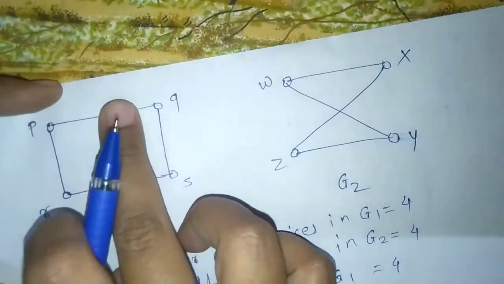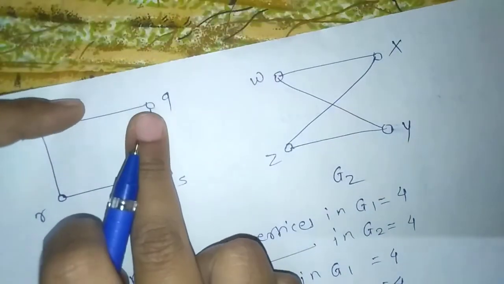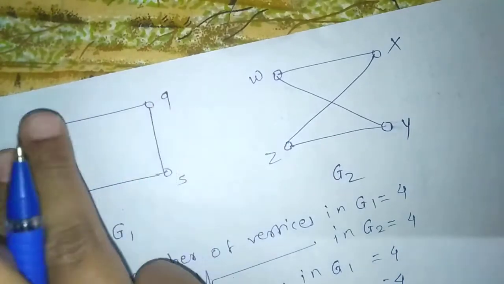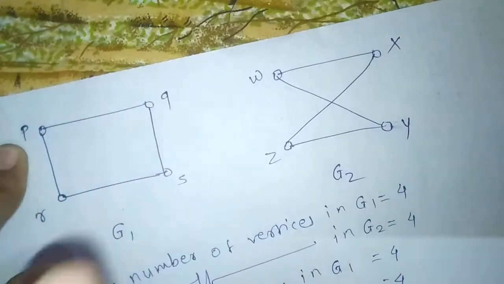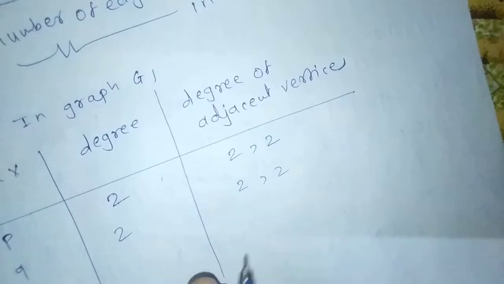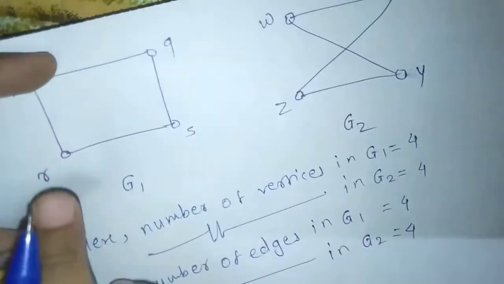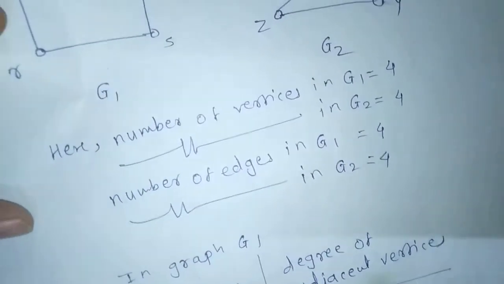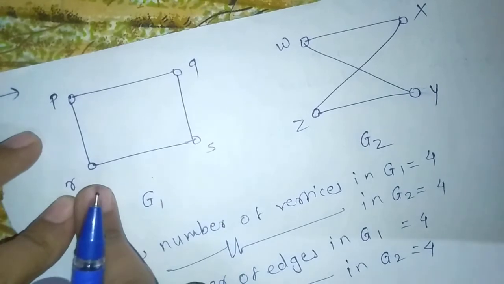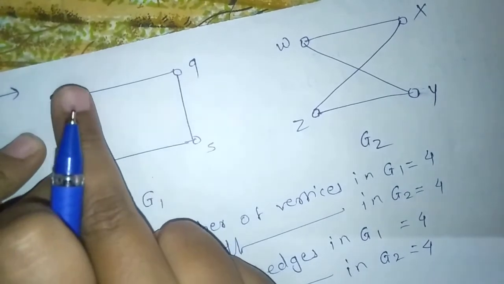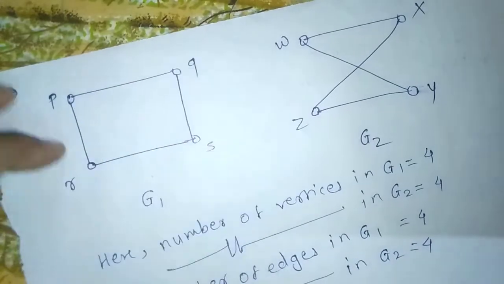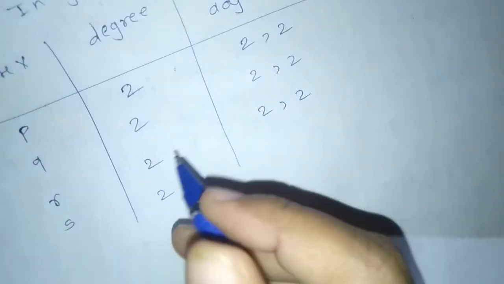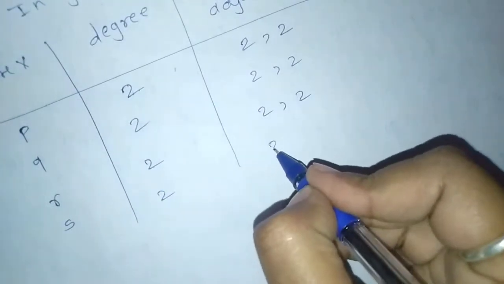Degree of Q is 2, and the adjacent vertices of Q are P and S, and the degrees of P and S are 2, 2. Degree of R is 2. And the adjacent vertices of R are nothing but P and S, and the degrees of P and S are nothing but 2, 2. Similarly for S, degree of S is 2 and degree of adjacent vertices of S is 2, 2.